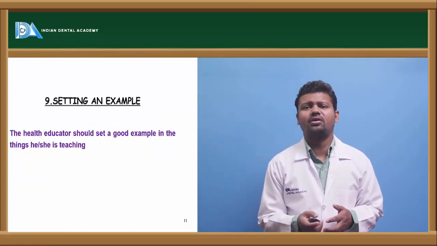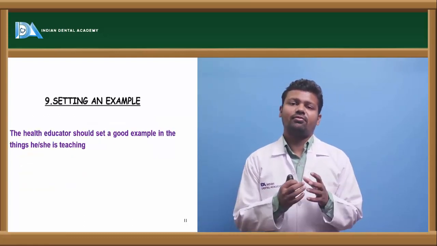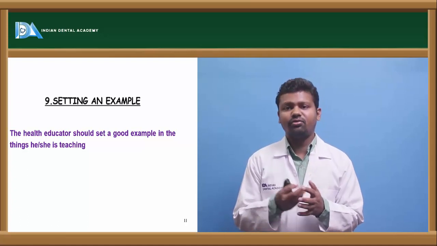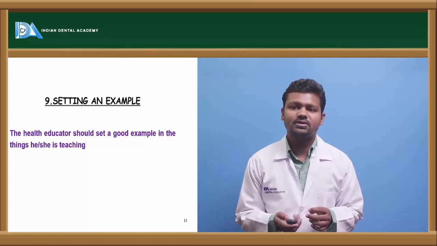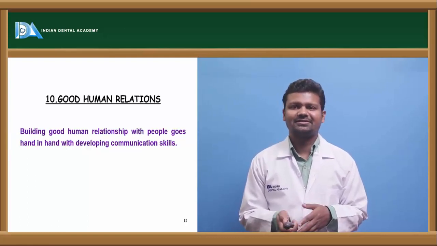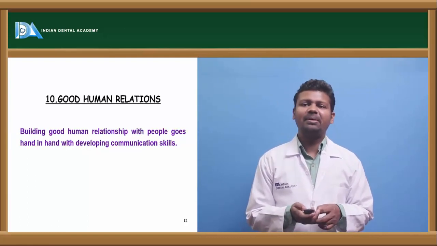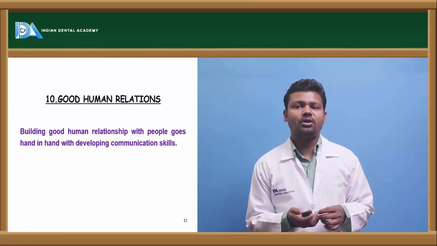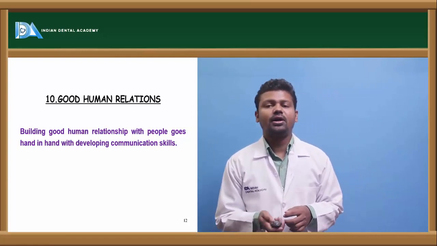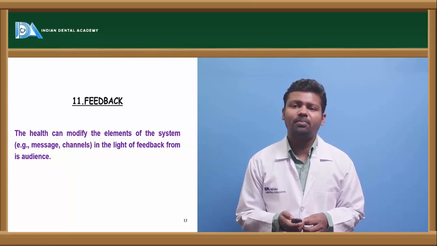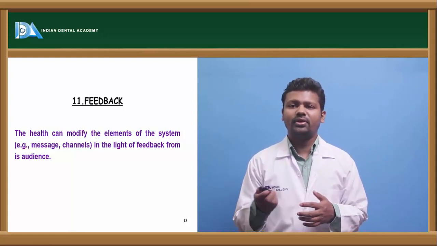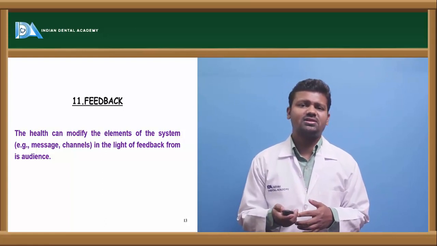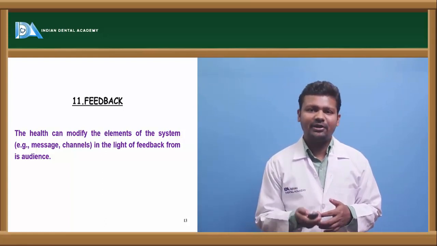Setting an example: if you set a good example, there will be easier learning for the people. The health educator should set a good example in his teaching. Good human relationship: building good human relationships with the people goes hand in hand with developing communication skills. There should be proper feedback taken from the people after the health education, through various messages or various channels.